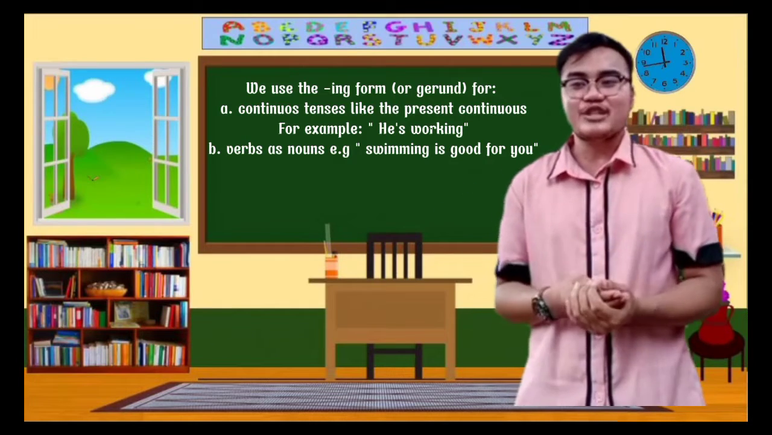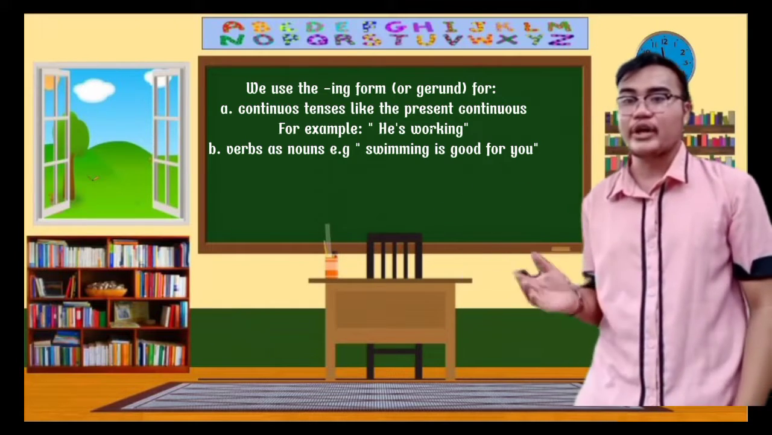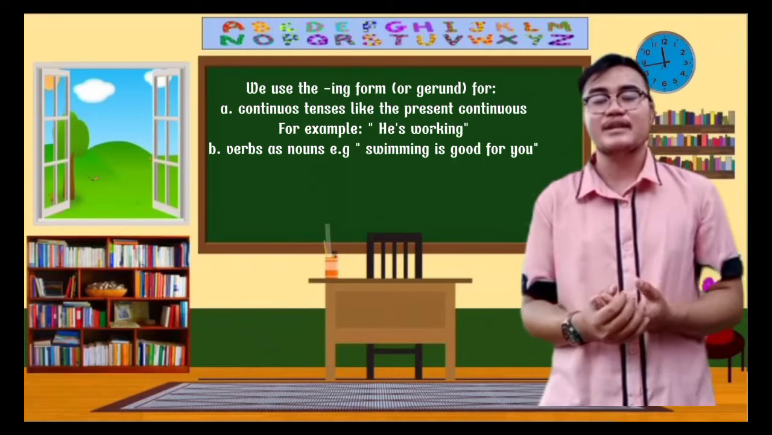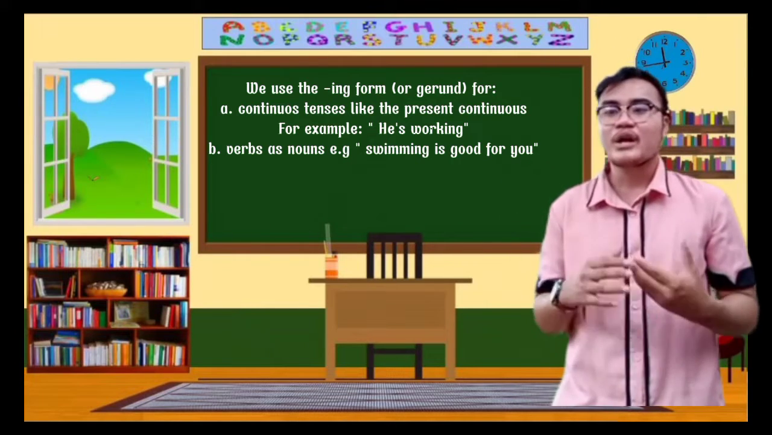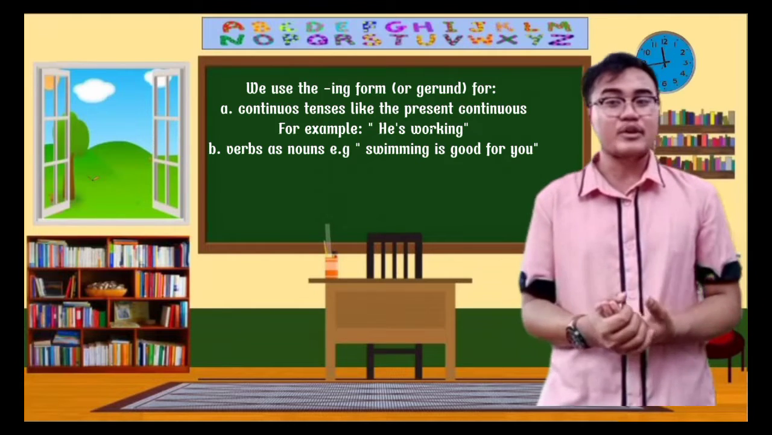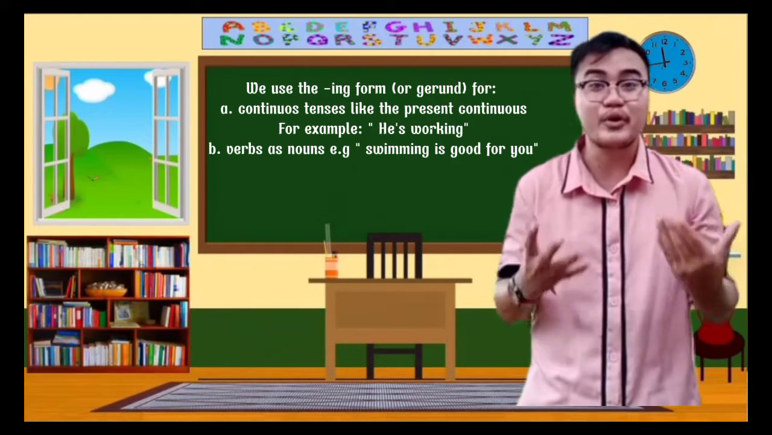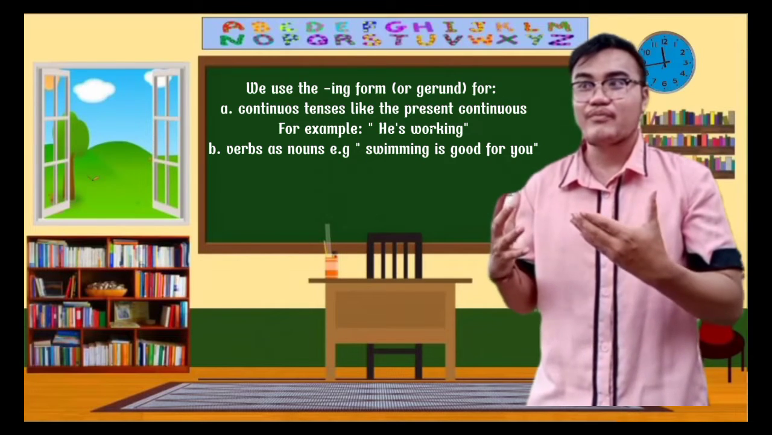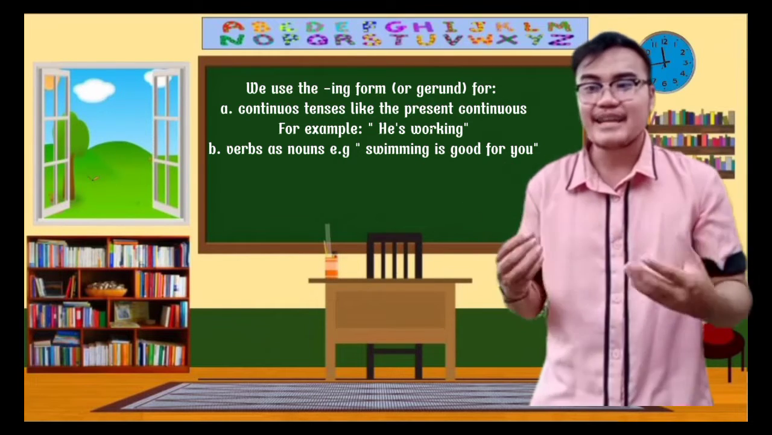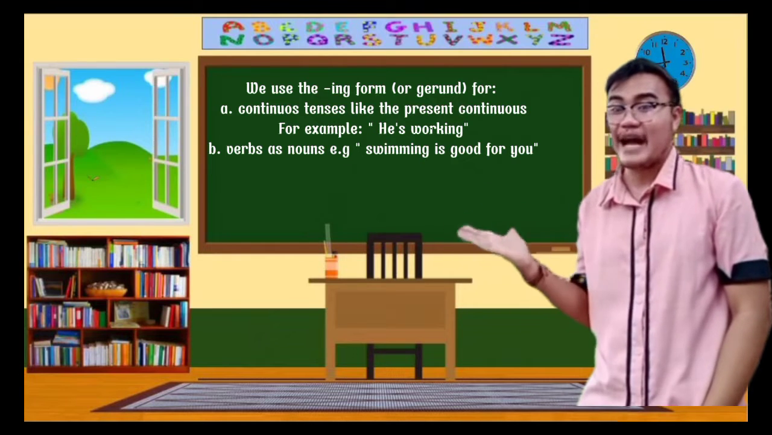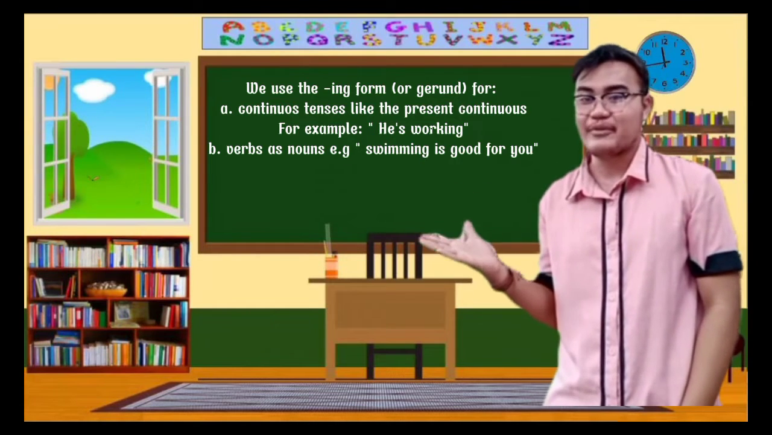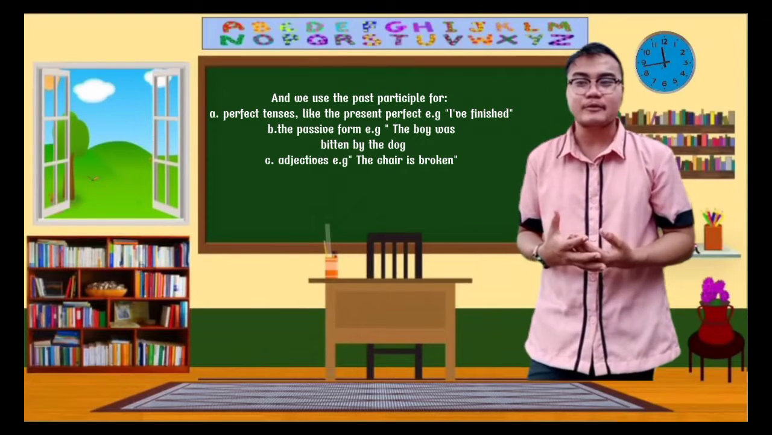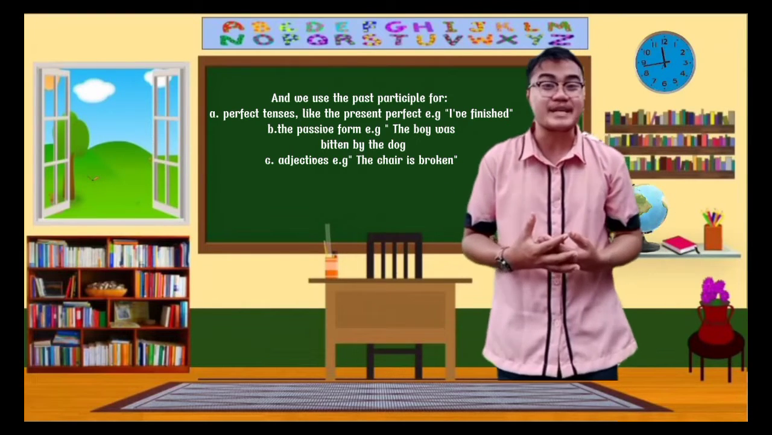We use the ing form or the gerund for continuous tenses like the present continuous. For example, he's working. Verbs as nouns. For example, swimming is good for you. Although swimming is an example of a verb word, it functions in the sentence as a noun. Verb as a noun. And we use the past participle for the perfect tenses, like the present perfect.